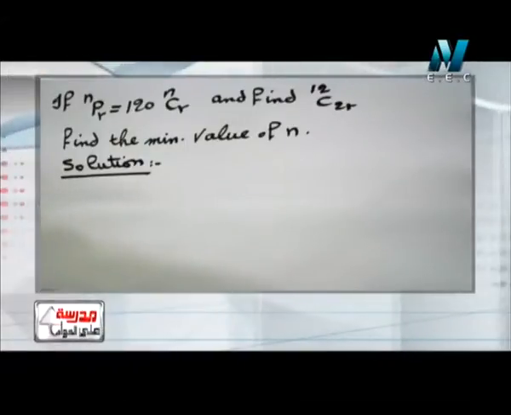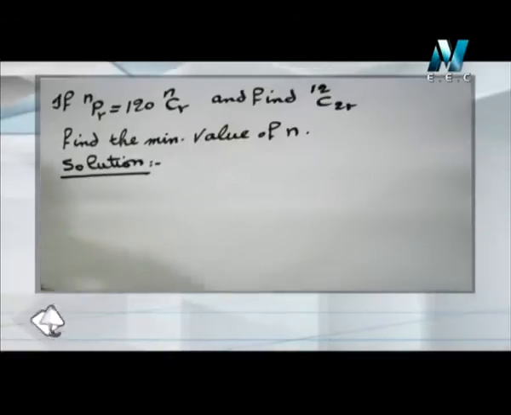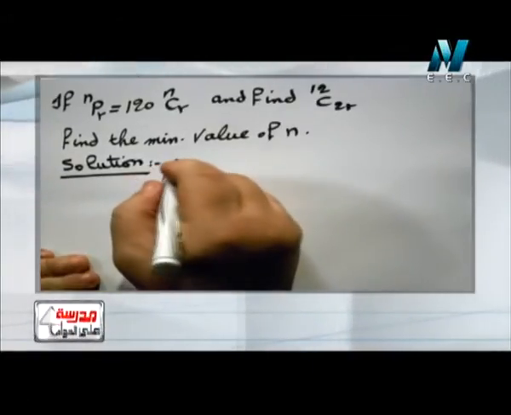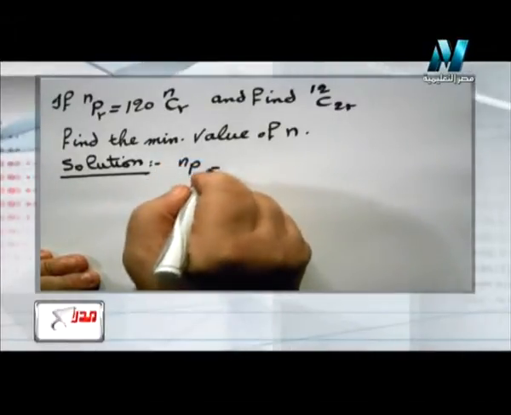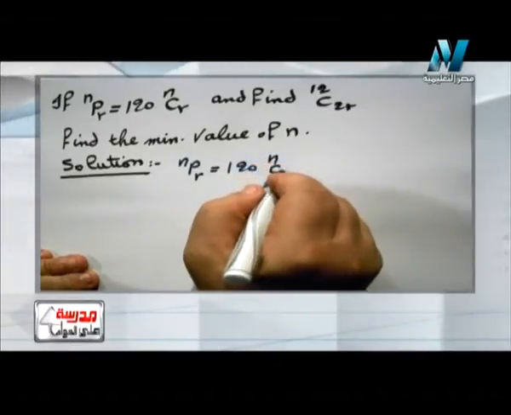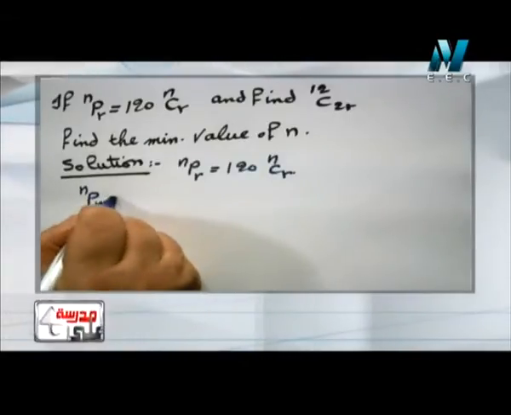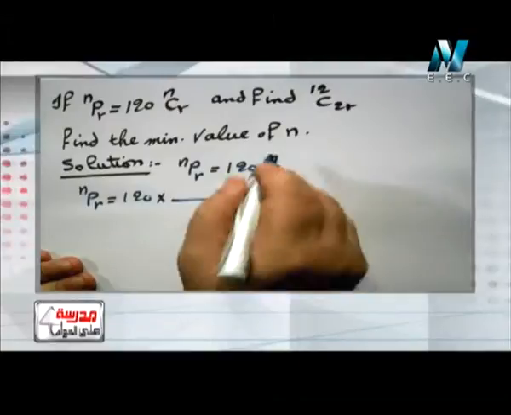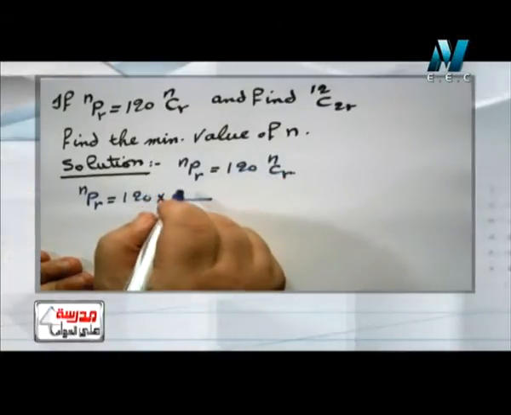Firstly, we have nPr equal 120 nCr. So nPr equal 120 nCr. We can expand this into nPr over factorial r.